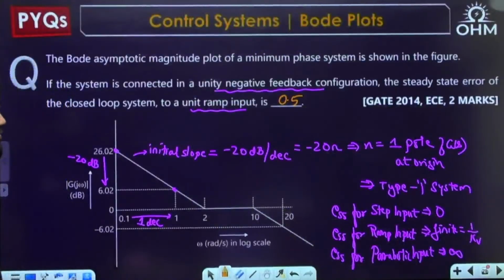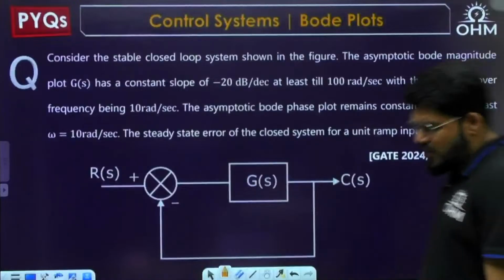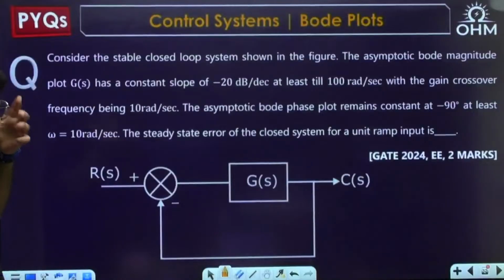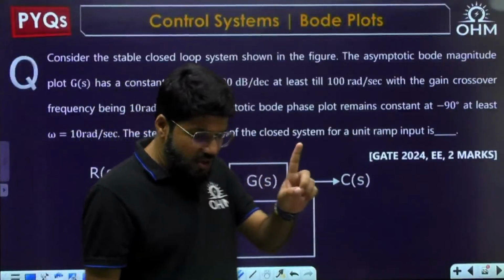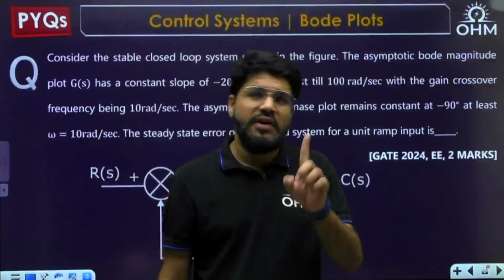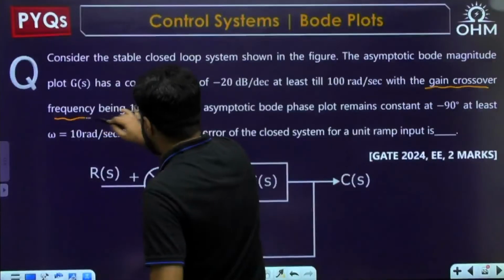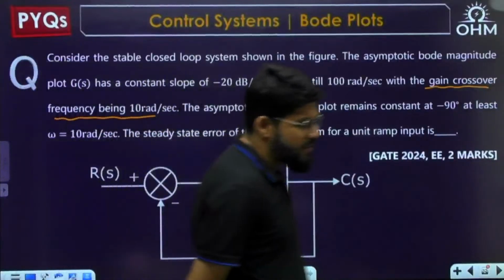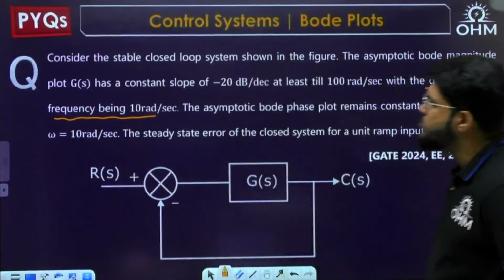Okay, next question, GATE 24 EE, 2 marks. Consider the stable closed loop system shown in the figure. The asymptotic Bode magnitude plot of G(s) has a constant slope of minus 20 at least till 100 radian per second with the gain crossover frequency. I will take one session on phase margin and gain margin also. When I take phase margin, we will have the gain crossover frequency coming up. I'll just tell the simple definition right now, but I will take one more session where I'll only discuss phase margin and gain margin, directly or through Bode plots or Nyquist plots. All those will be covered.